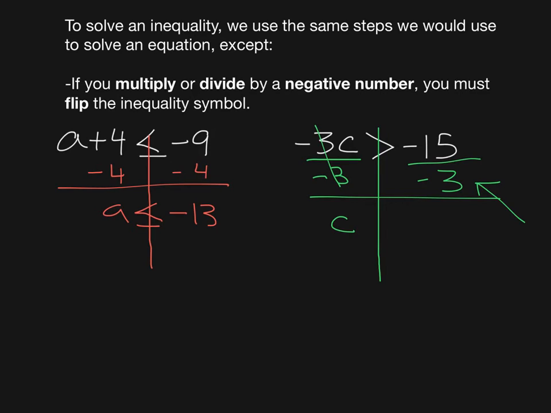Negative 3 divided by negative 3 is 1 on the left side. That leaves us with c. Negative 15 divided by negative 3 is positive 5. And that inequality symbol needs to flip. We get c is less than 5.